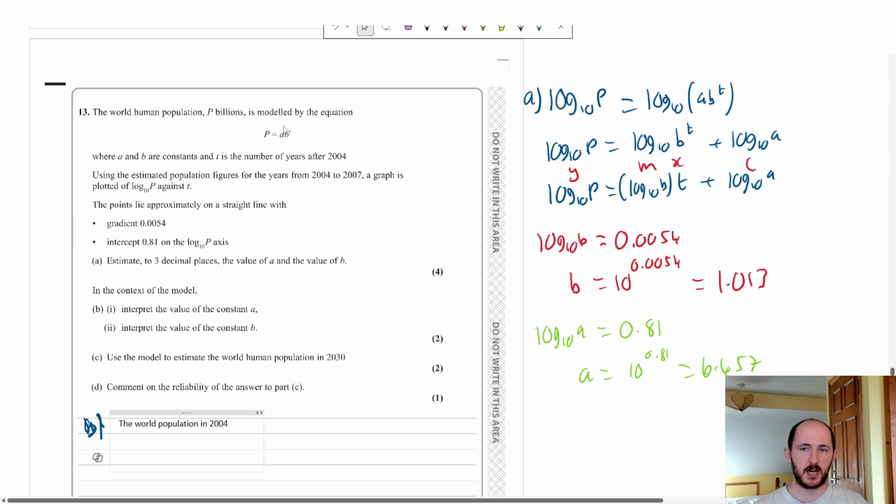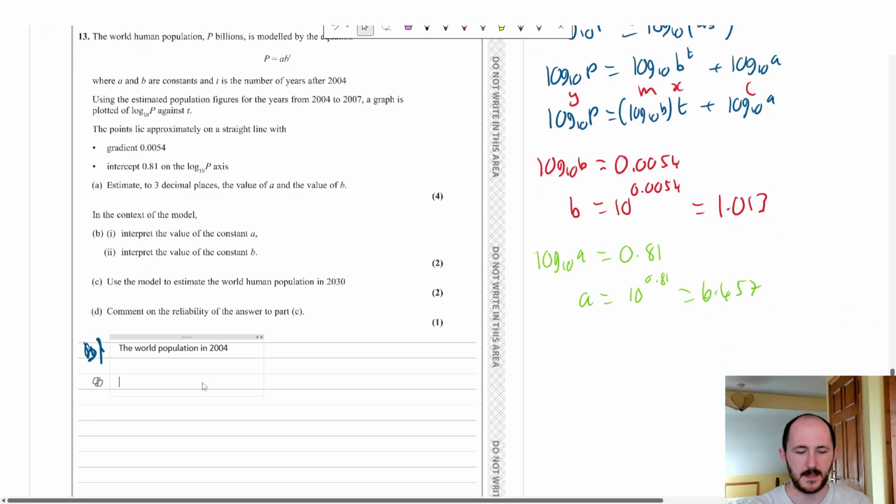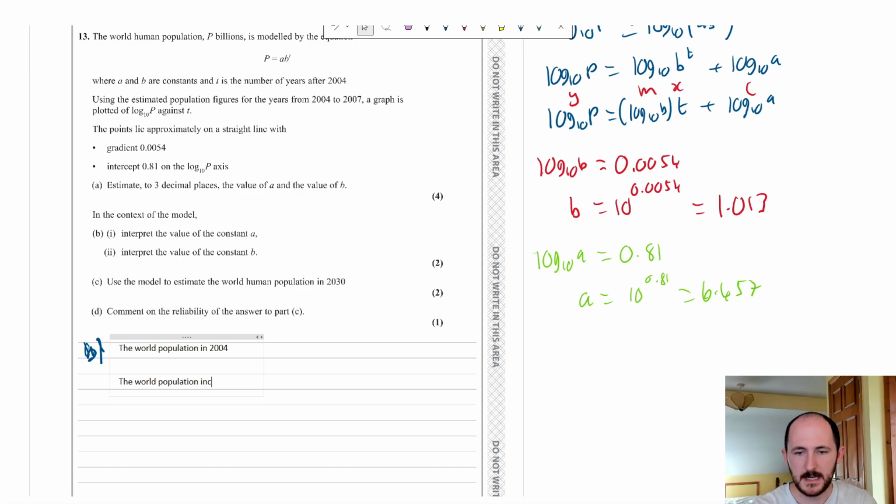So if you notice, this actually kind of looks like compound interest, right? B is always your multiplier. So for example, if B is 1.1, that means every time t goes up by 1, it increases by 10%. 1.1 as a multiplier is 10% increase. If it was 0.9, that's a 10% decrease.